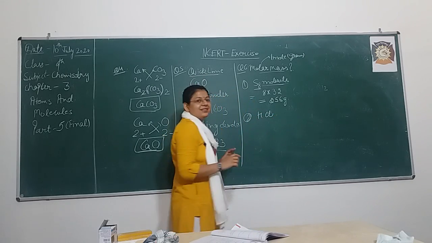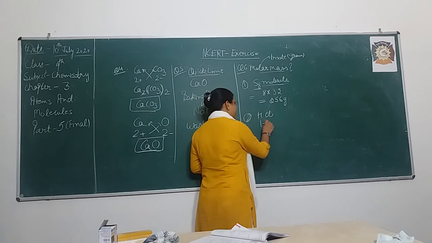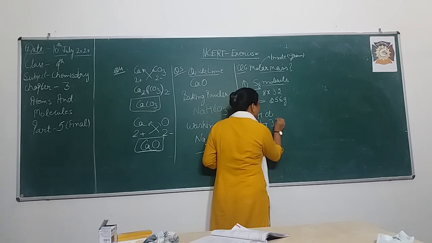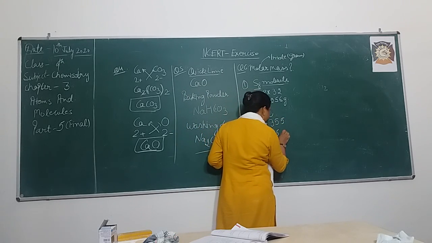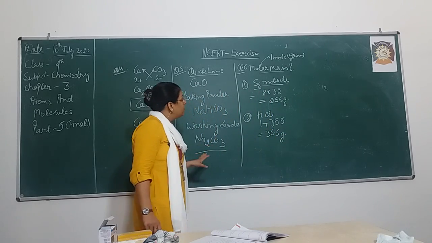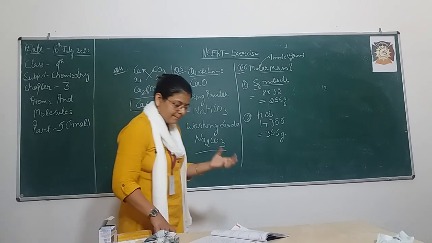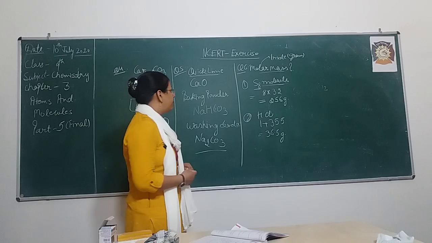For example, here HCl. Mass of hydrogen is 1, very good. Mass of chlorine is 35.5. So the answer is 36.5 grams. In this way, you have to solve question number 6, in which you have to calculate the molar masses.